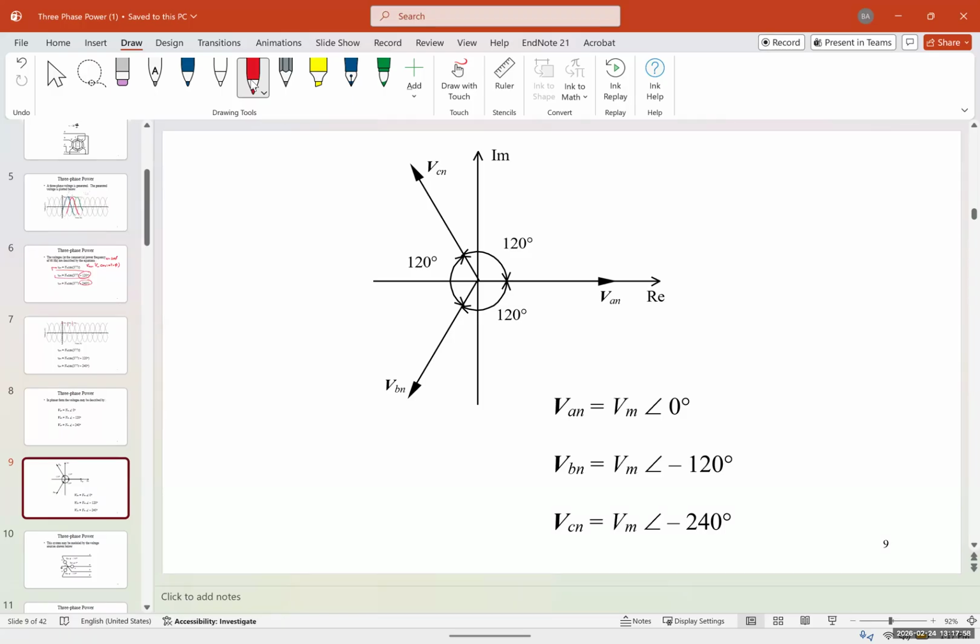The length of the vector is our voltage magnitude, and the degrees are also shown here. For the first phase, VAN, by the way, VAN means the voltage between the phase and neutral, and I'll explain this. It's going to be VM with a degree of 0 degrees. VBN is going to be VM with a degree of negative 120 degrees, and so it's going to be from here to here. And VCN is going to be VM with a degree of negative 240 degrees, or 120 degrees plus.